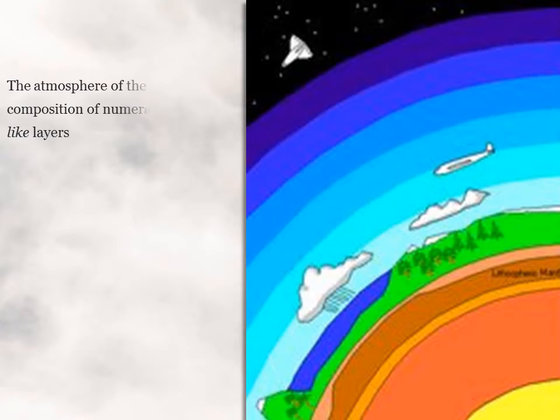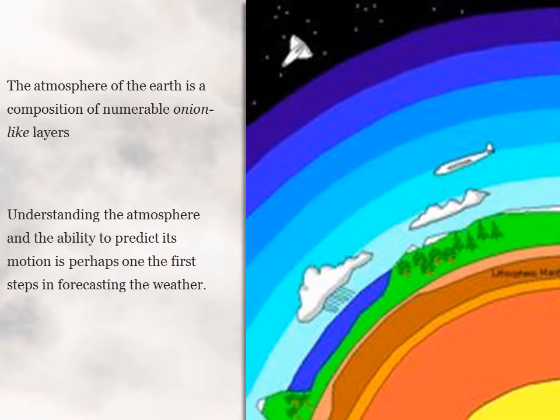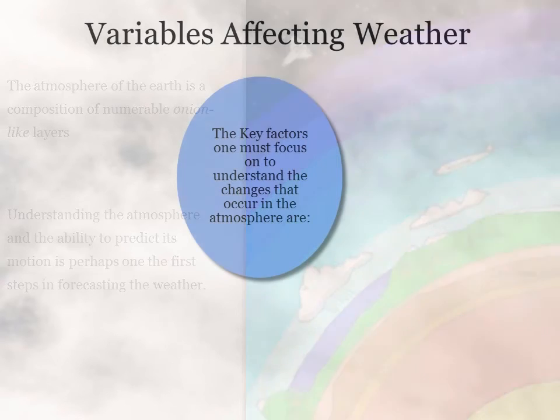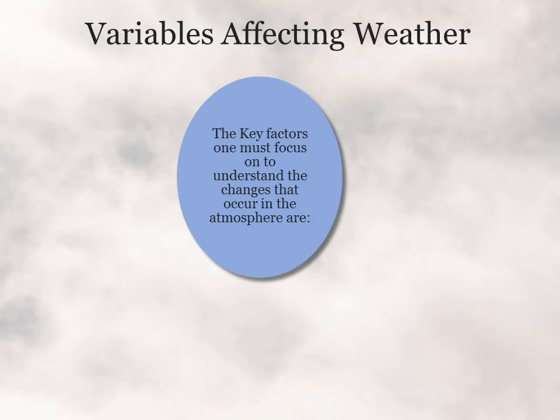We perhaps do not acknowledge it. However, we live at the very bottom of a very large ocean. Unlike the water body that we conceive as the ocean, the atmosphere of the Earth is a combination of numerous onion-like layers. The air, despite being composed of gases, acts much in the same way as a liquid that compresses, cools, and deforms as it travels around the world. Understanding the atmosphere and the ability to predict motion is perhaps one of the first steps in forecasting the weather.